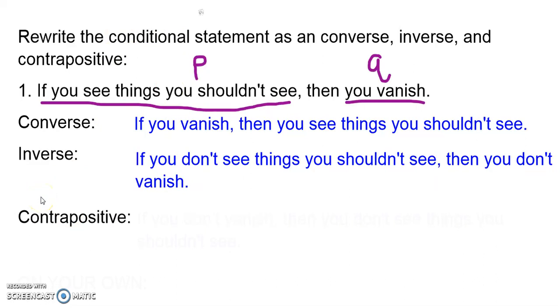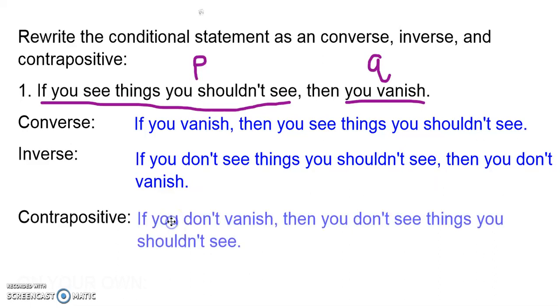And then finally, the contrapositive is a combination of the converse and inverse. We will both switch the hypothesis and conclusion, and we'll also negate them. So the contrapositive would be: if you don't vanish, then you don't see things you shouldn't see. So we're basically taking the converse and negating it. The inverse is a negation of the original conditional statement, and the contrapositive is a negation of the converse.